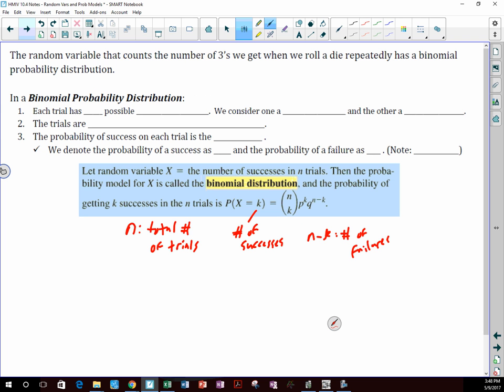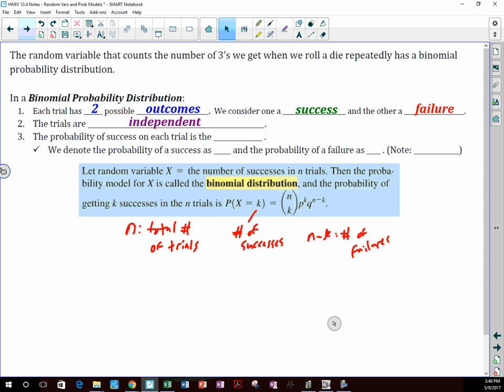So then let's piece together how we find any binomial probability. The random variable that counts the number of 3s we get when we roll a die repeatedly has a binomial probability distribution. In a binomial probability distribution, each trial has 2 possible outcomes. We consider one outcome a success and the other a failure. The trials are independent of one another.